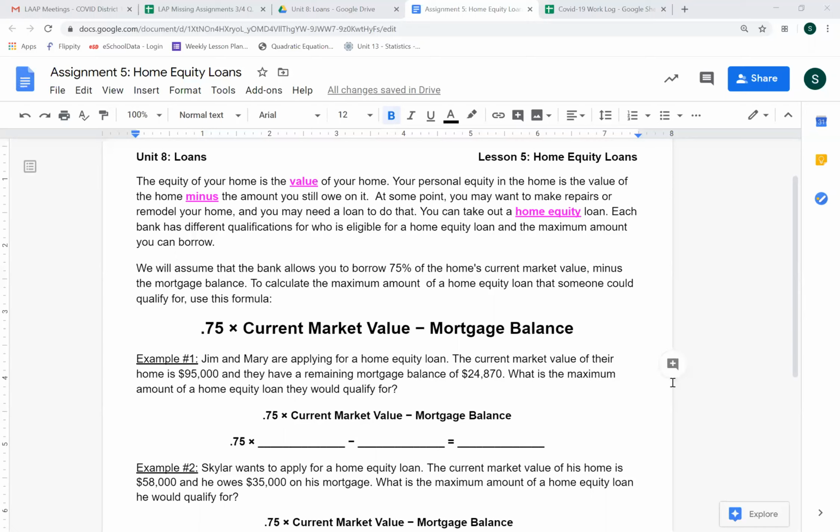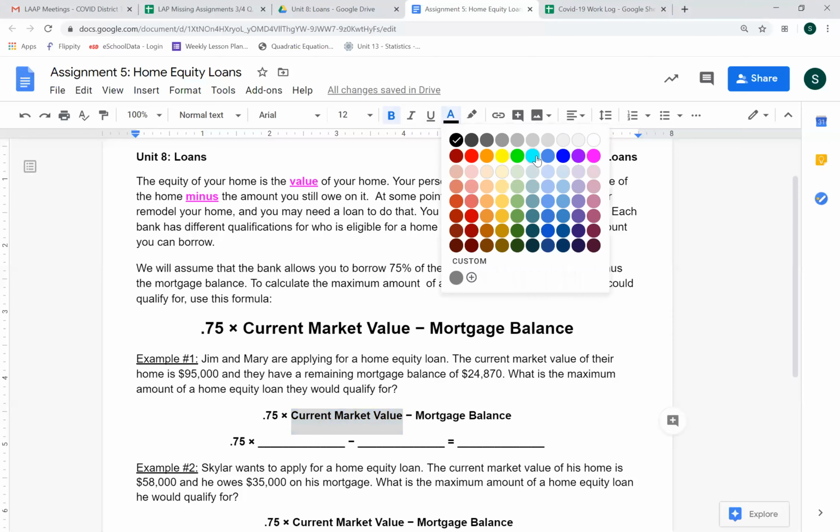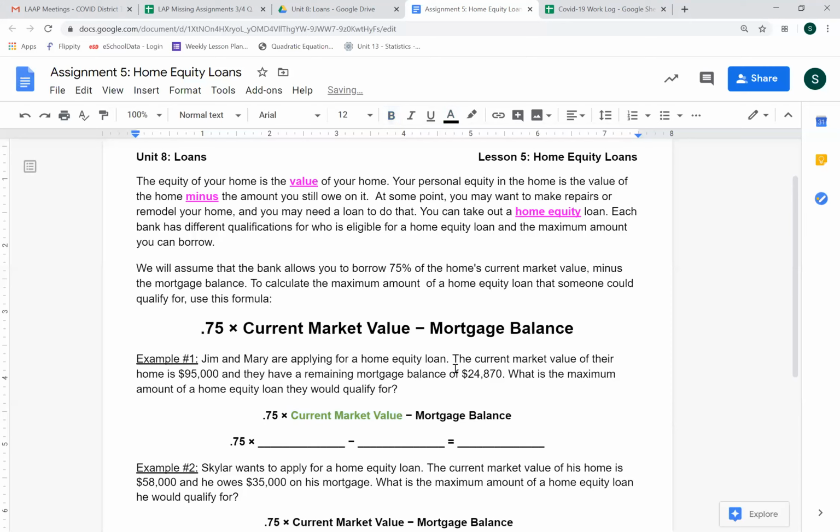For the first example, Jim and Mary are applying for a home equity loan. The current market value of their home is $95,000, and they have a remaining mortgage balance of $24,870. What is the maximum amount of a home equity loan they would qualify for? First, I need to identify the current market value, which from the problem we see is $95,000.